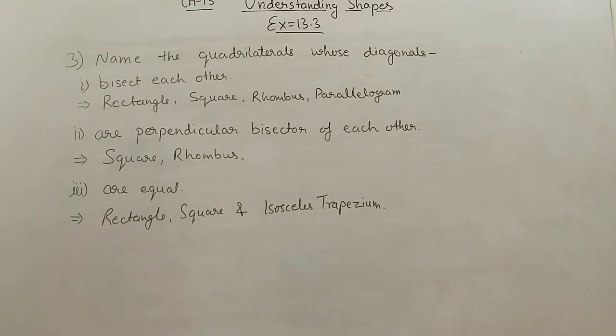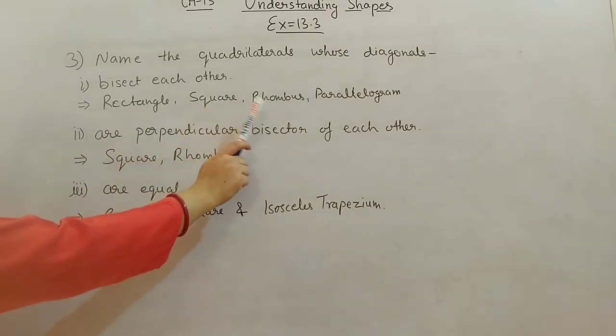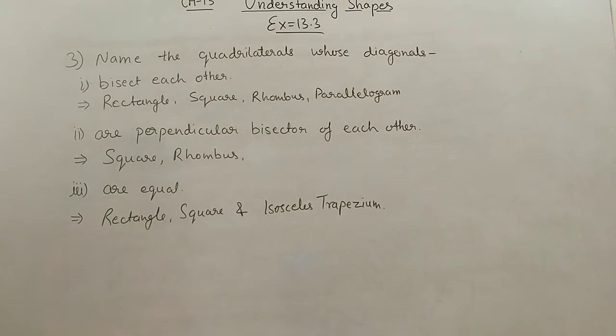Next, question number 3. Name the quadrilateral whose diagonals bisect each other. So diagonals bisect for rectangle, square, rhombus and parallelogram. For these four quadrilaterals, diagonals will bisect each other.